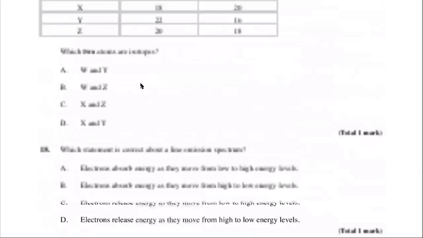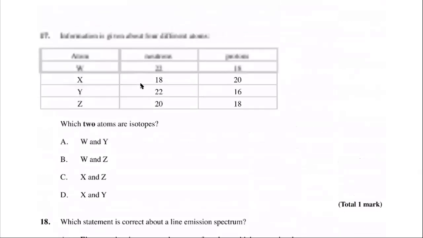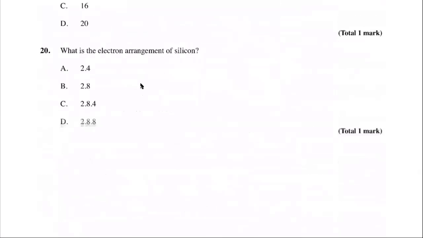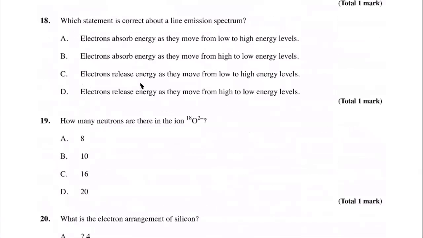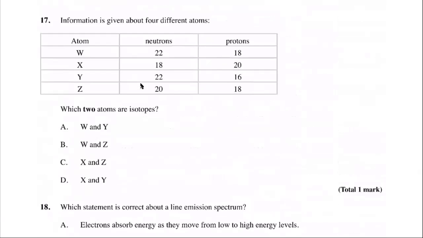So for sure we know that protons are different because if they're different elements, they have to have different numbers of protons. And if they're neutral atoms, then the protons and electrons are the same, which means their electrons would also be different. And then most likely the neutrons will be different too, because they have different atomic masses or different mass numbers on the periodic table. So it makes sense that it would be D, that all of them are going to be different.